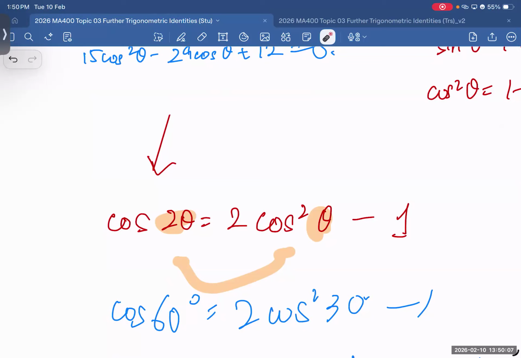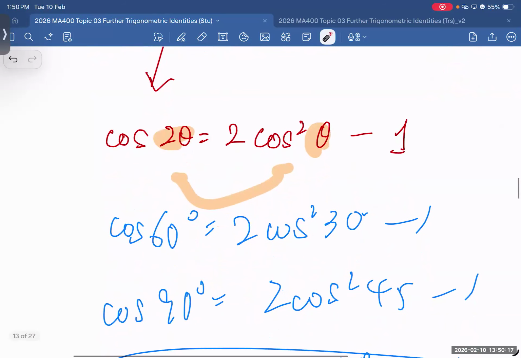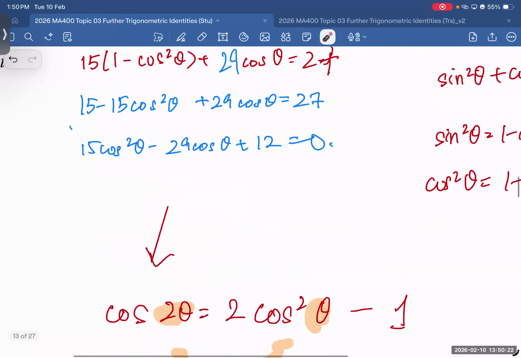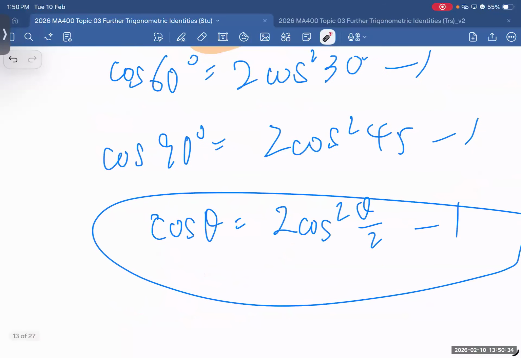If this is cosine 60, what should be here? If this is 90, what should be here? If this is theta, what should be here? This is the formula you can use.